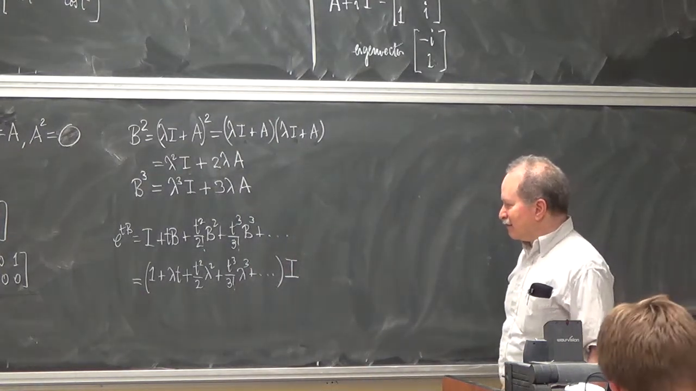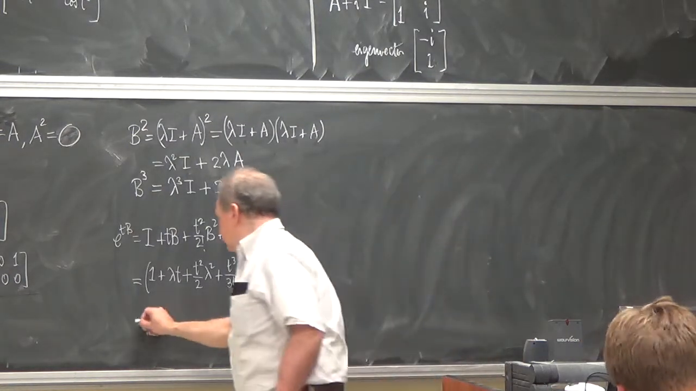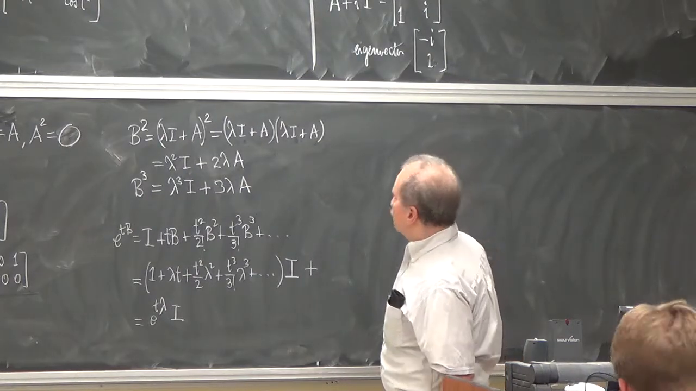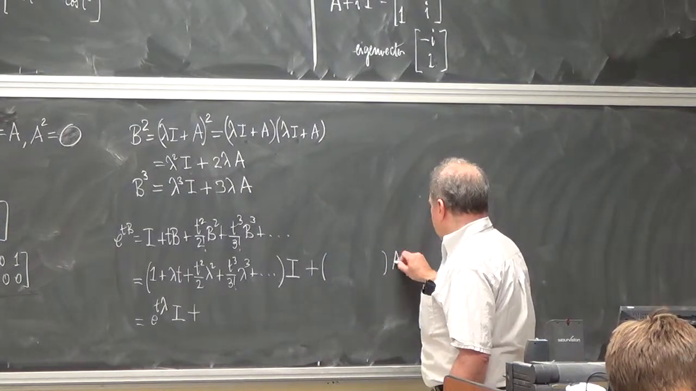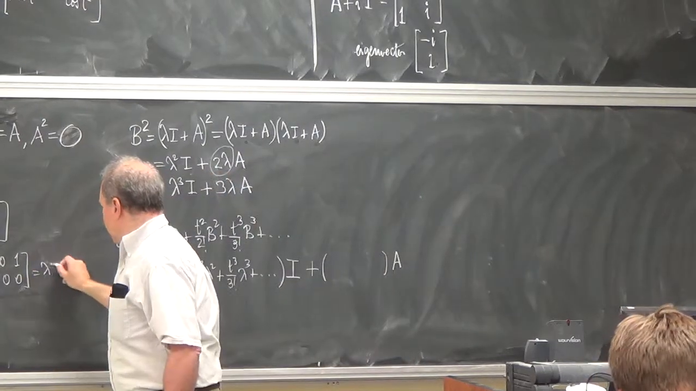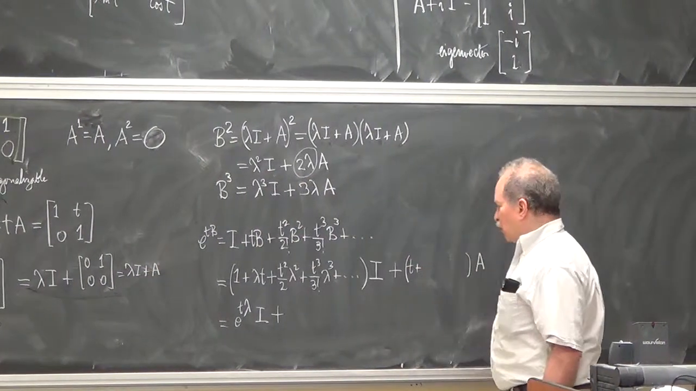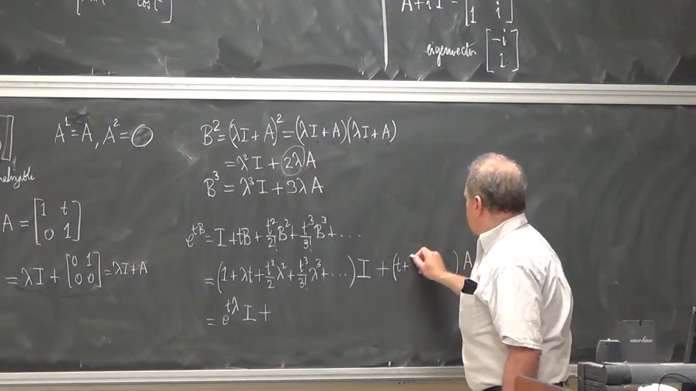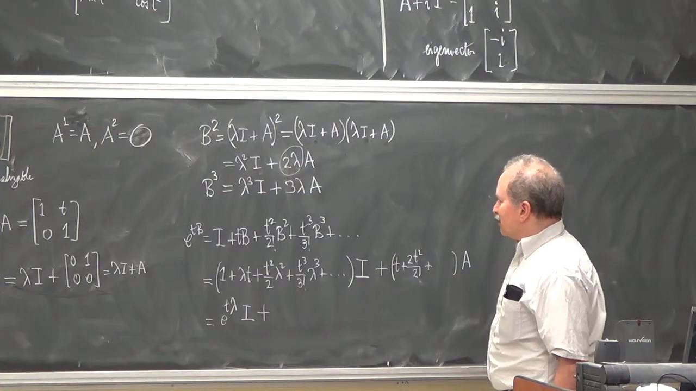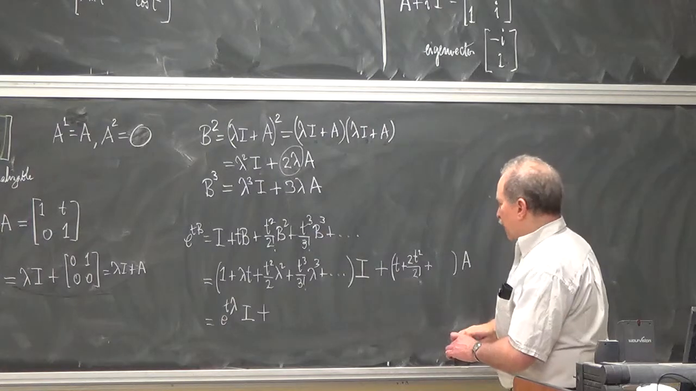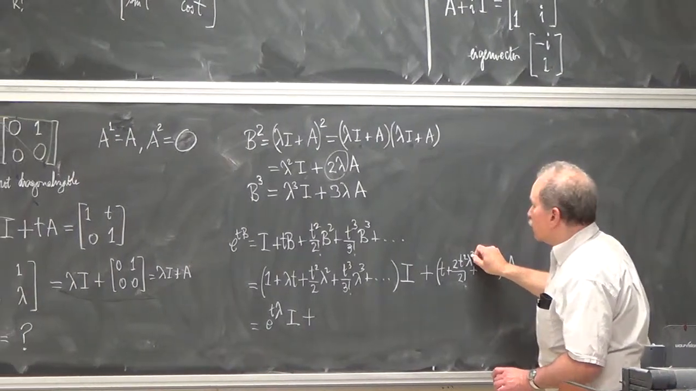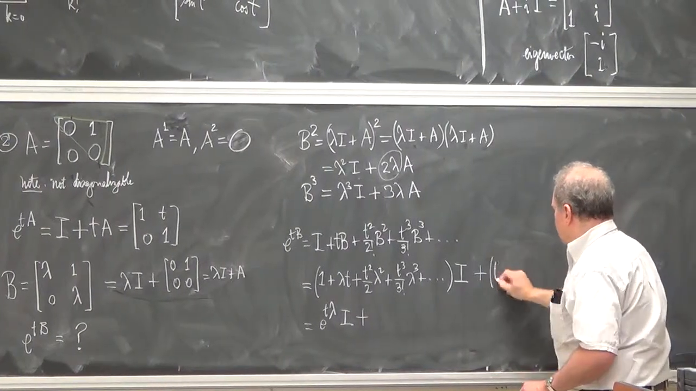What does that look like? e to the t lambda, right, times the identity. And then, what have I got here? How many A's? From the first power, I'm going to get tA. From the second one, I'm going to get 2 t squared over 2. From the next one, I'm going to get 3. Oh, wait, I left out a lambda, didn't I? So this has a lambda in it. Squared? No, single lambda. All right, sorry. I need to rewrite this more carefully. t plus t squared over 2.